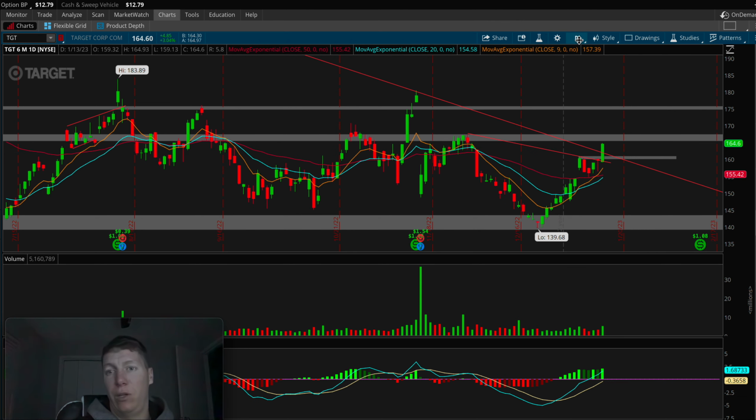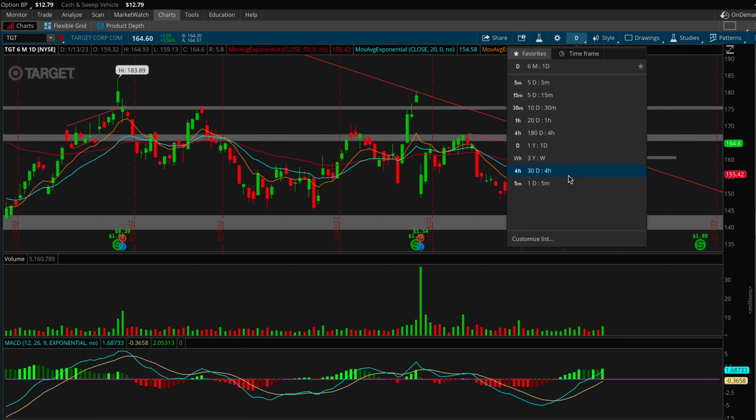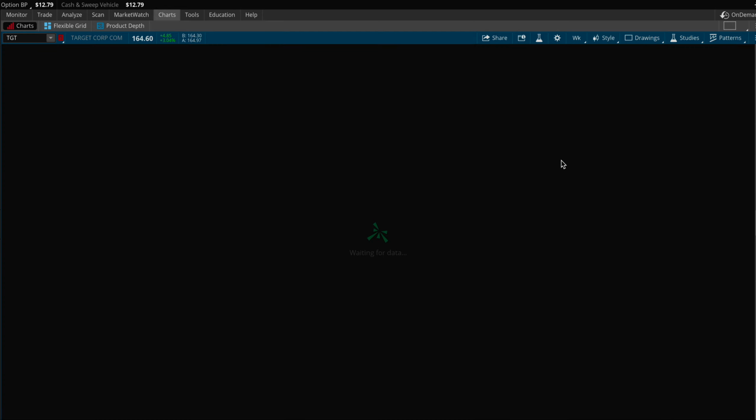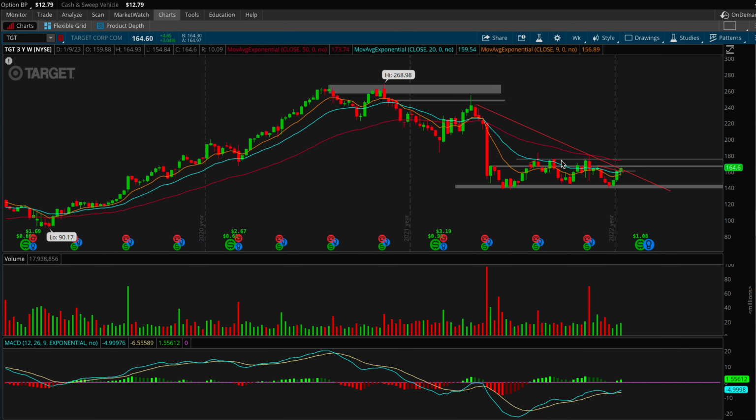So recently I've been using the weekly time frame. It's been helping me get a bigger picture of trends, especially in this market right now. So you see here we have a weekly chart, and each candle here represents a week. What I did is I go and make my key support and resistance. You can see here's the high, here's the low.